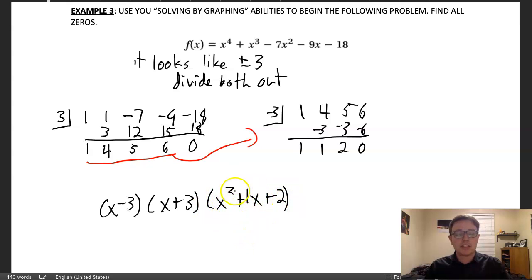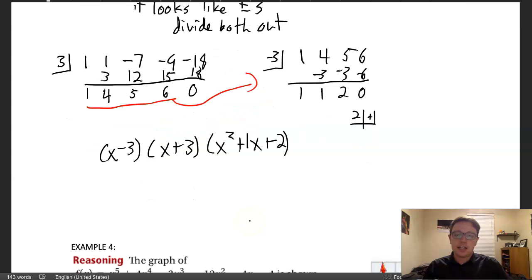Now, how are we going to solve this last part here? We can do graphing, we can do quadratic formula, we can do factoring, whatever you want. Now, if we try factoring, we're looking for factors of 2 that add up to +1. And that's not going to work. So it looks like we're going to have to use the quadratic formula. Let's go ahead and get to that then.